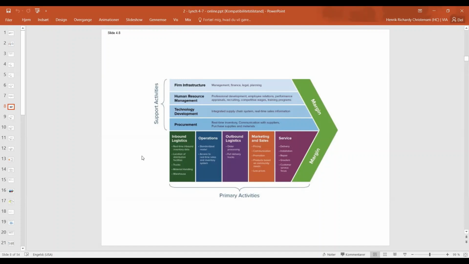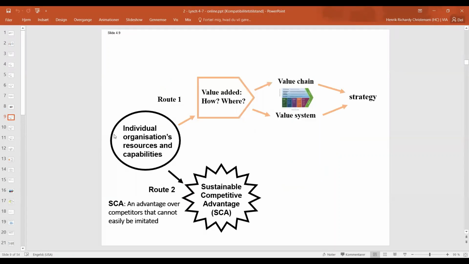Good. Let's look at this one. So that was route 1, value added. Where do we add value in our value chain, our own value chain? And do we also add value because we have a value system, that we have more value chains next to each other? And that leads us to look into specific strategic choices.